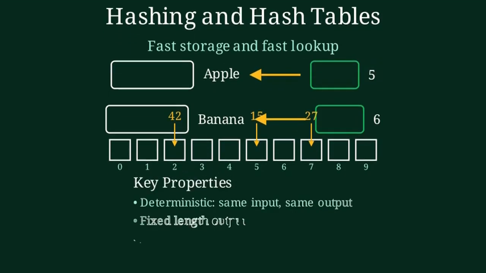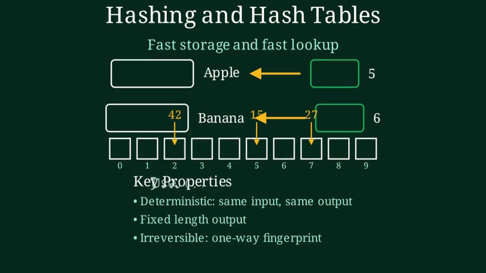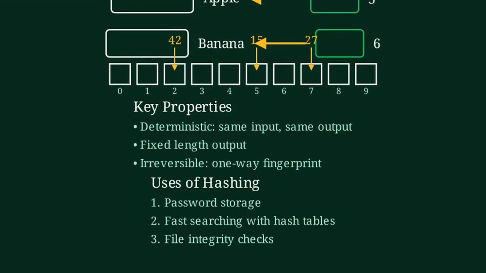Key properties of hashing. Deterministic, meaning the same input always gives the same output. Fixed length, meaning the output size stays the same. And irreversible, meaning you cannot recover the original data from the hash. Where is hashing used? Passwords, fast searching, and data integrity checks.